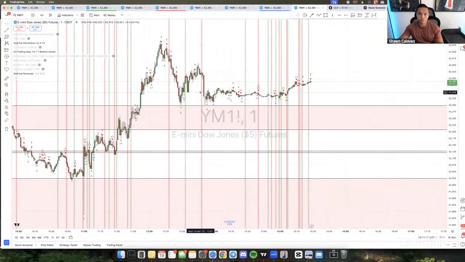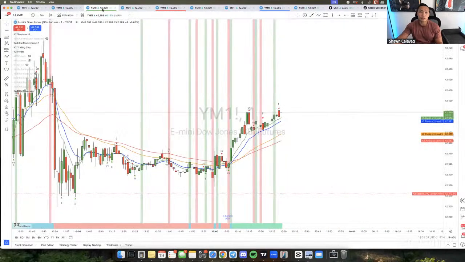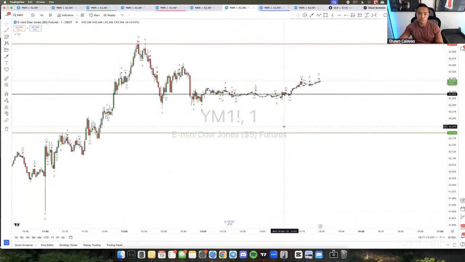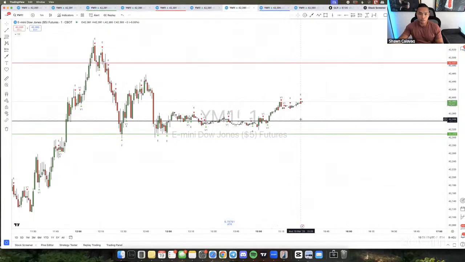All this stuff here is just extra. I use the MPSv2s for my entry, but then I use these as confluences to decide whether I want to take the trade or not. So there go my confluences right there.